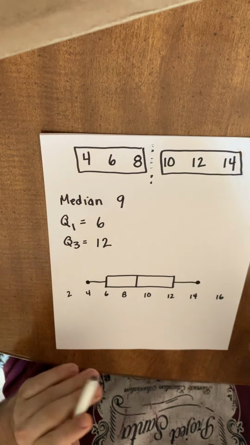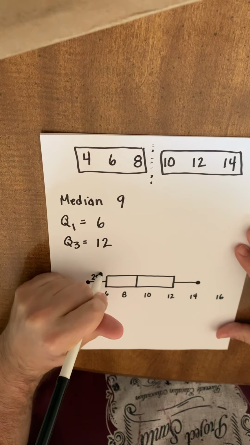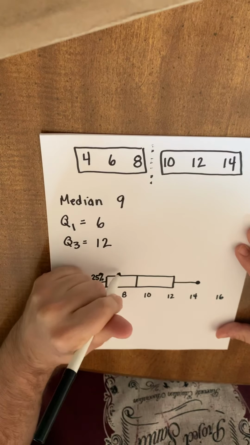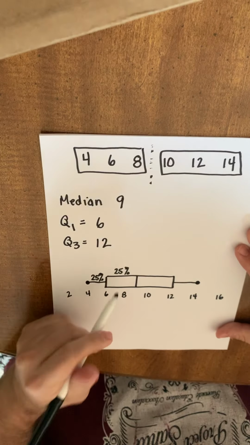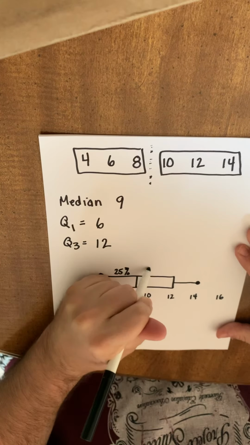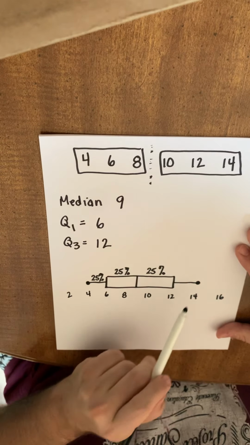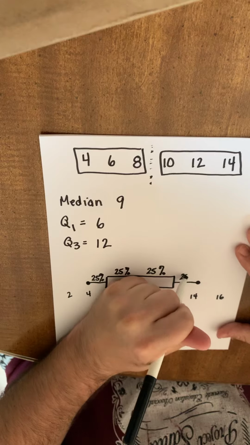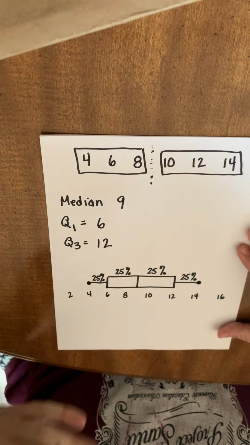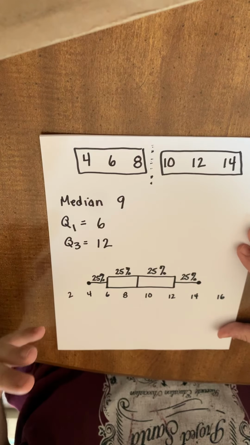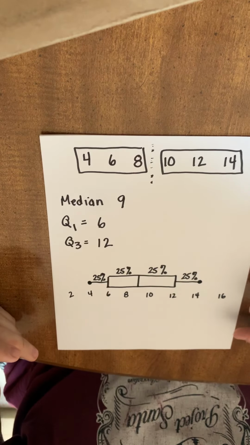Now, just to remind you, 25% of the data is from here to here. 25% of the data is going to be right there from here to here. 25% of the data is going to be from here to here. And 25% of the data is going to be from there to the end. Again, a box and whisker plot usually makes more sense when we have more numbers, but we're just practicing where all these numbers come from.